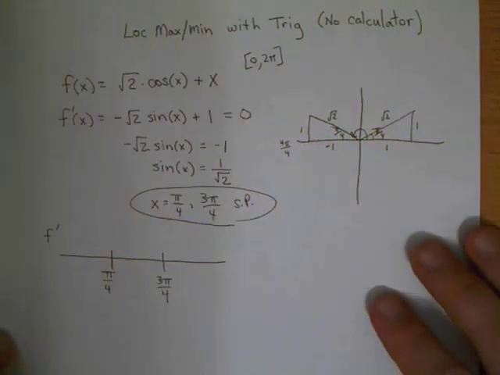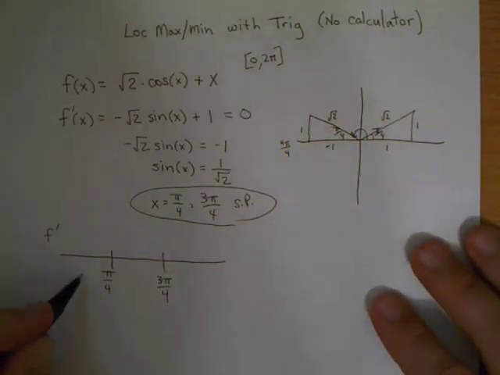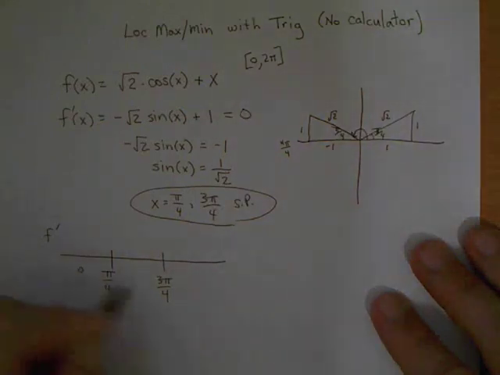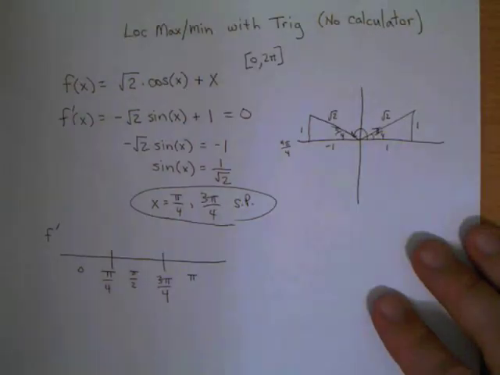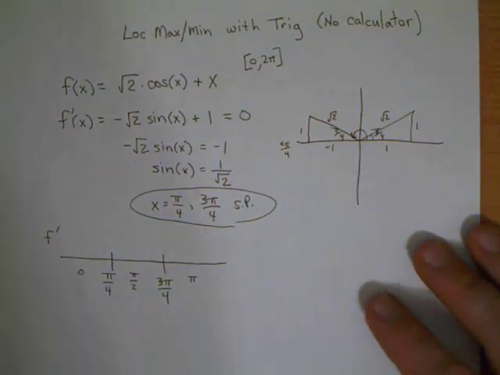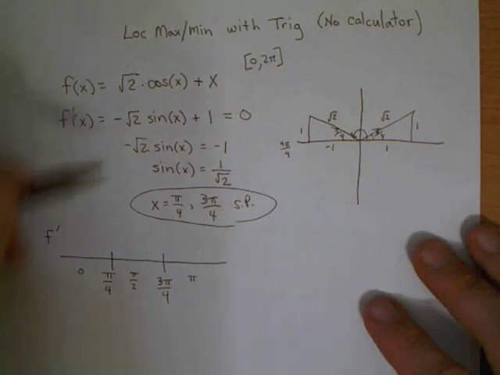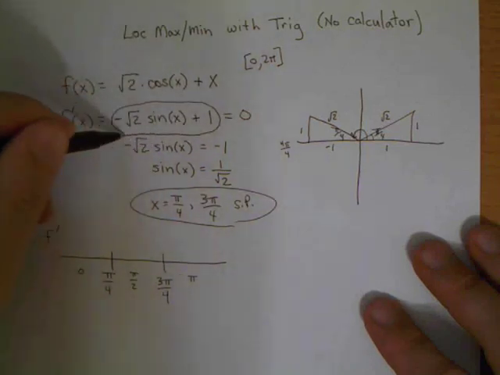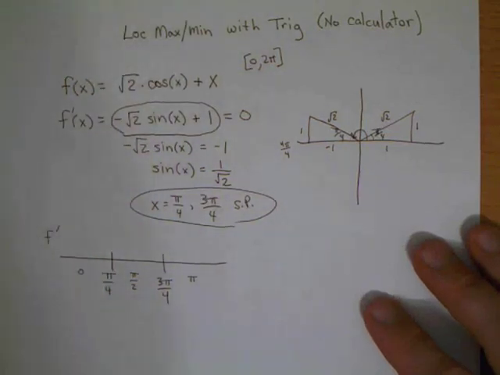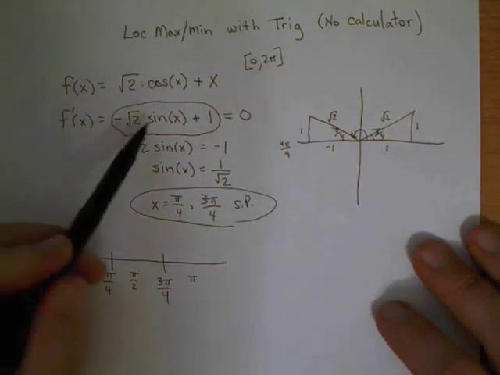F prime is the label I put on the sign chart. I need to pick something over here. I could pick 0. In between pi fourth and 3 pi fourths would be pi halves. And on the other side of 3 pi fourths would be, for example, pi. I want to plug these numbers back into my f prime, which of course I need to go back up to this version of my f prime. So I need to think of 0.